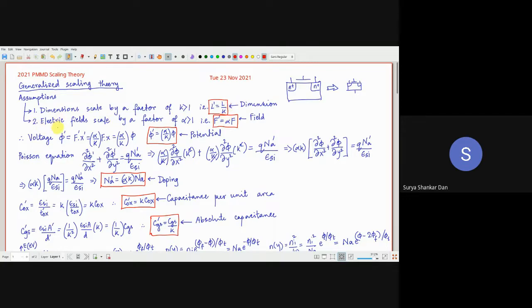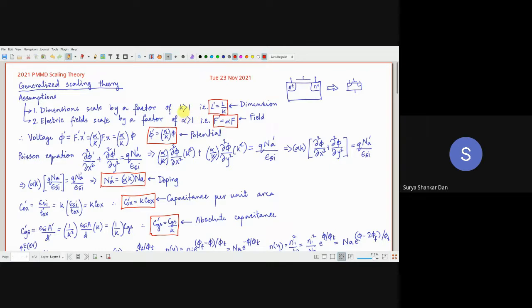Similarly, we have the second assumption that the electric fields scale by a factor of alpha, which is greater than 1. Clearly, if you are making this device smaller, the distance between the terminals and everything will essentially be reduced, right? If the distance is reduced, it simply means that the fields will increase, correct? And alpha is again defined greater than 1.